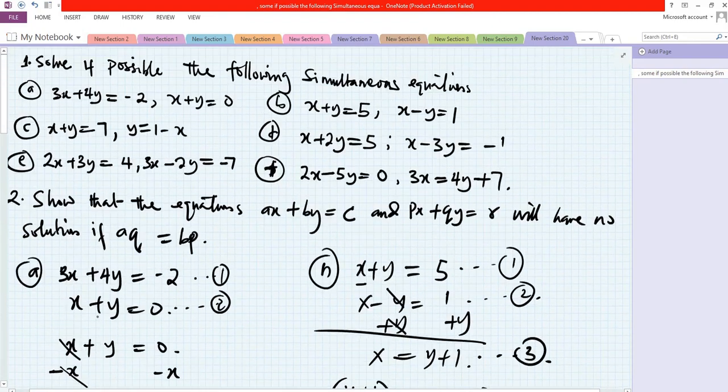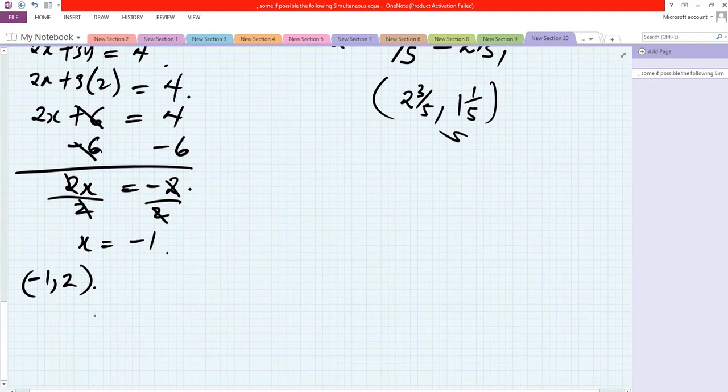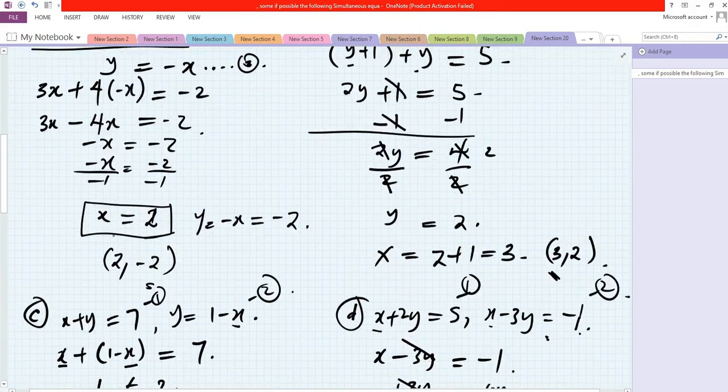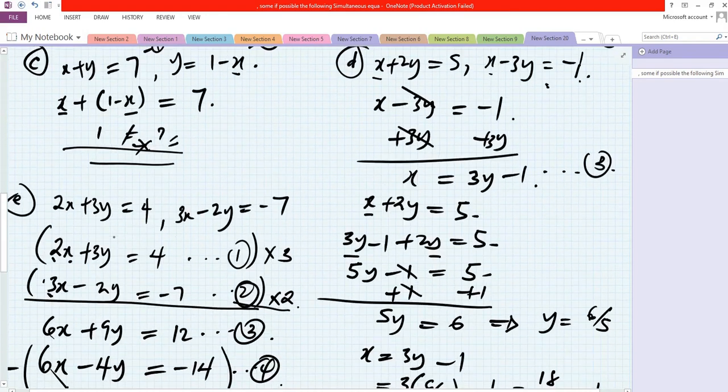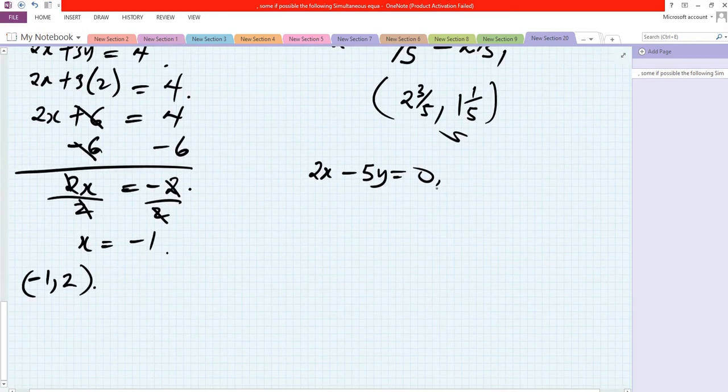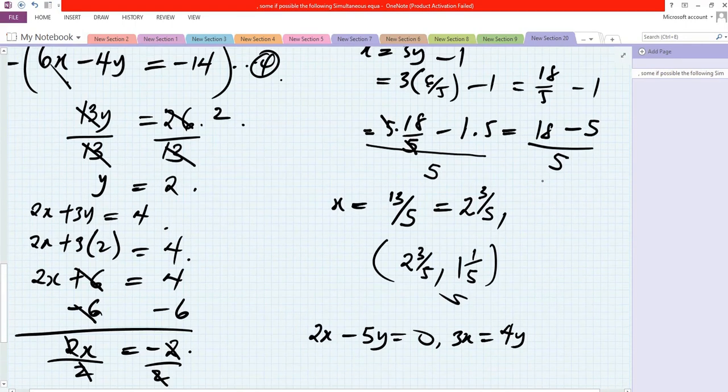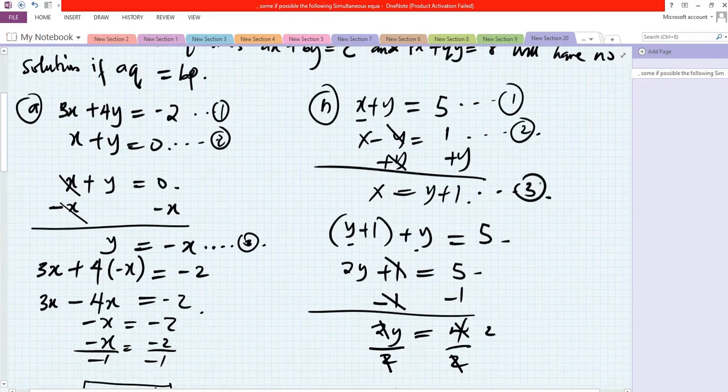Now, the next one is f. The f, you have 2x minus 5y equal to 0. Let me be sure I got it. Okay, 2x minus 5y equal to 0. The second equation is 3x equal to 4y plus 7.